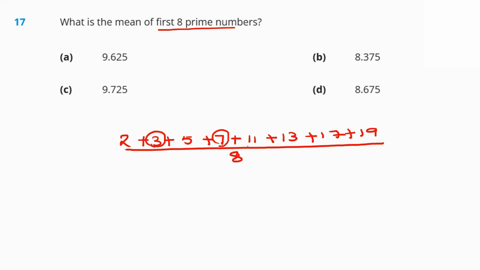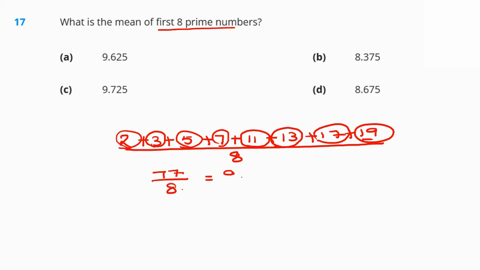7 plus 3, 10. 17 plus 13 is again 30. 30 plus 10, 40. This is again 30. That's 40 plus 30, 70 plus 5 plus 2, 77. 77 divided by 8, if we do, that gives you 8 9s are 72, 5 remains, 50, it becomes 8 6s are 48, 2 in hand, 20, 8 2s are 16, 4 in hand, 40, 8 5s are 40. So 9.625 is the answer.